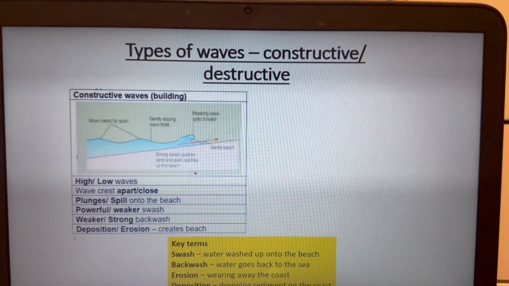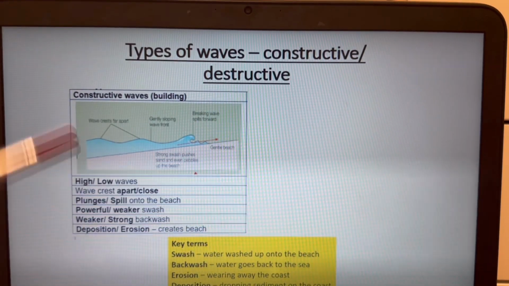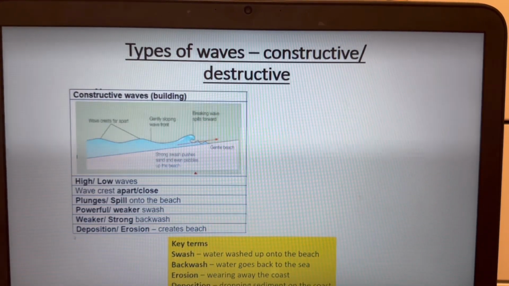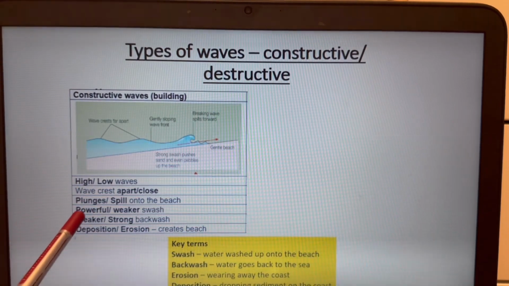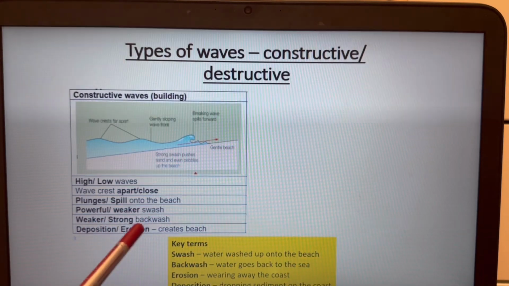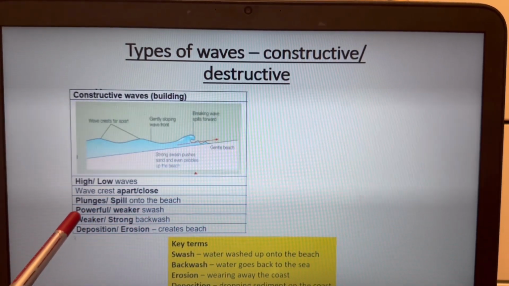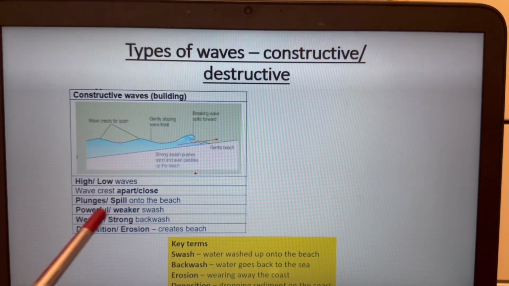Constructive waves, look at the word constructive. Constructive means that they're going to build the beach. Now, when we say build the beach, is it going to have a powerful swash or a weak swash? Remember, swash means when water moves up the beach, pushing up lots of sand. So you could already know that it's going to have a powerful swash.